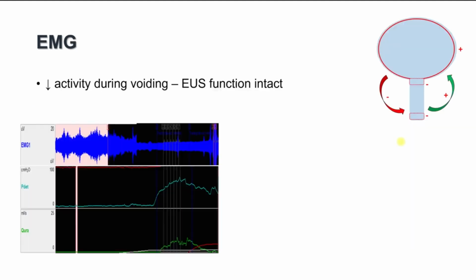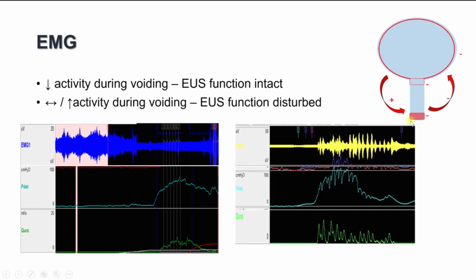Now, EMG. During voiding, the activity should reduce, and that represents that the relaxation of the external sphincter is proper, and the secondary reflexes are working all right. However, if during voiding the EMG activity has increased, that will exemplify some problem in the external sphincter or pelvic floor. I would like to emphasize here, EMG can tell whether there is a problem at the external sphincter or not, but it cannot tell if there is an additional problem in the prostate and bladder neck or not.